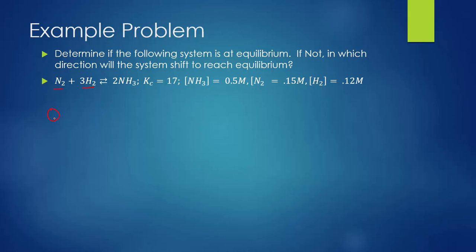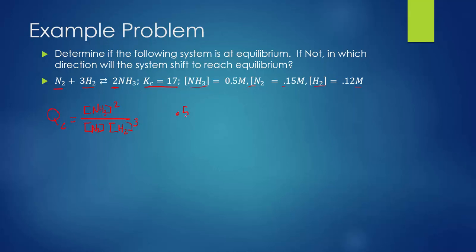So remember, the reaction quotient is given by the concentration of the products, so that would be the concentration of NH3, but this gets squared because of this coefficient, over the reactants. So N2 concentration, that's 1, so I don't have to write that, and H2, and this gets cubed. And we are told what the equilibrium coefficient is, and we are told the concentrations of these things. And so let's take a look and sub in our numbers.